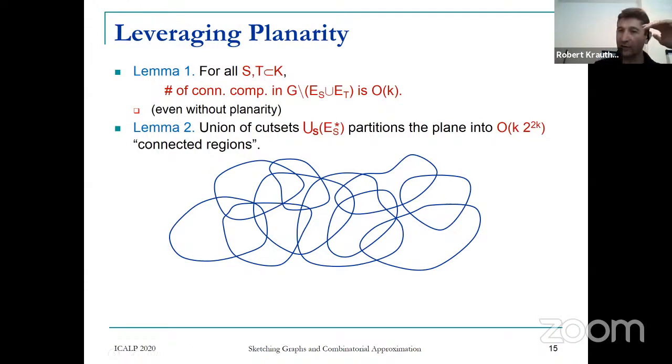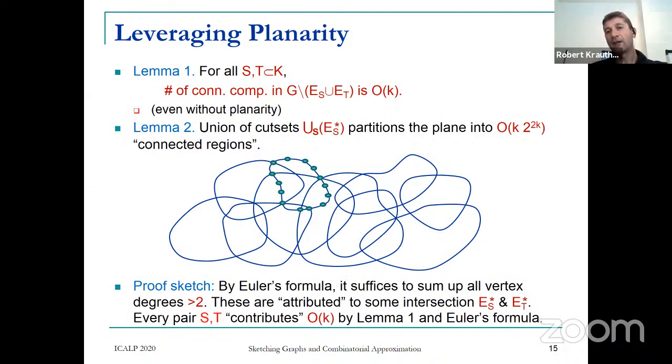Let me tell you the argument at the high level quickly. I apologize if it's not very explicit, but it can be formalized quite easily once you figure this out. Suppose I want to count the number of regions I have here. Let's look at these cycles. In these cycles, there are some vertices of degree 2. These vertices of degree 2 are not interesting. Let's look at the vertices of degree strictly more than 2.